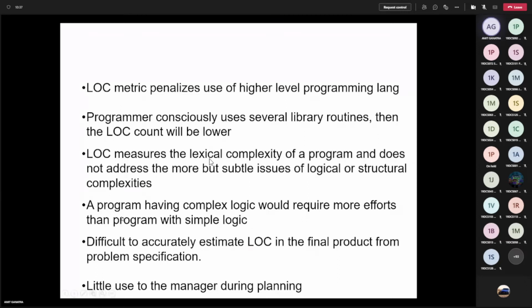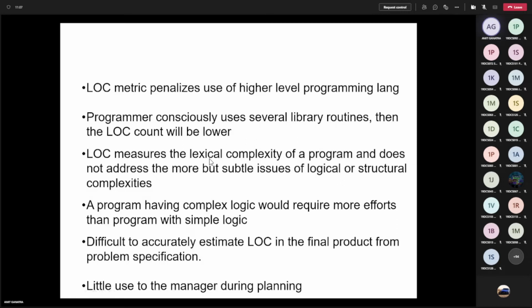And another disadvantage is what? The LOC measures the lexical complexity of the program and does not address more important issues like logical or structural complexity. So these all are the issues. And because of that, this has very little use to the manager. A program having complex logic would require more effort than a program with simple logic when you really develop the project.